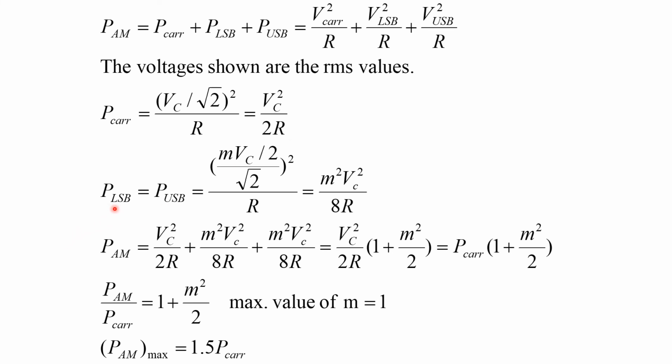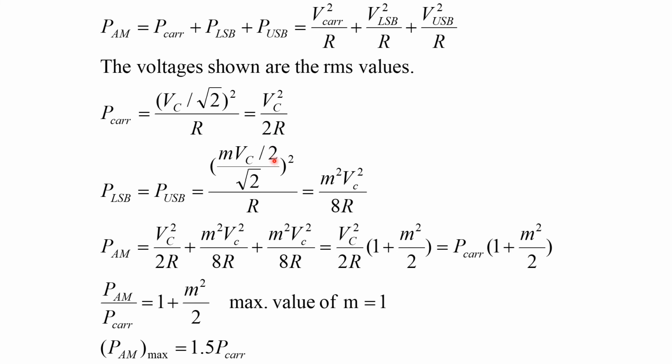Now, if we calculate the lower sideband and upper sideband powers, then we have to calculate the RMS value of these two components. In the RMS value, we take the amplitude divided by root 2, and if we refer to the equation of the amplitude modulated wave, we can see that the amplitude of the lower sideband as well as the upper sideband is mVc divided by 2.